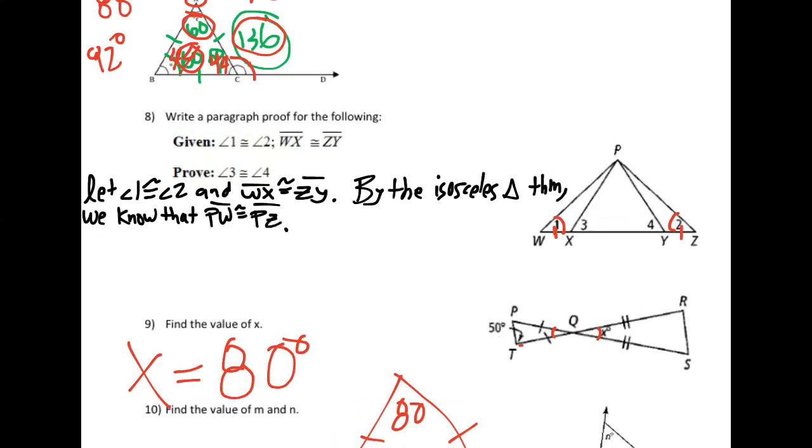So I'm going to say, let angle 1 be congruent to angle 2, and let line segment WX be congruent to line segment ZY. Then the next sentence I'm going to say is, by the isosceles triangle theorem, we know that PW is congruent to PZ. Now that I've proven that, I'm going to go ahead and mark that on my diagram because I can now use it later on in my proof.